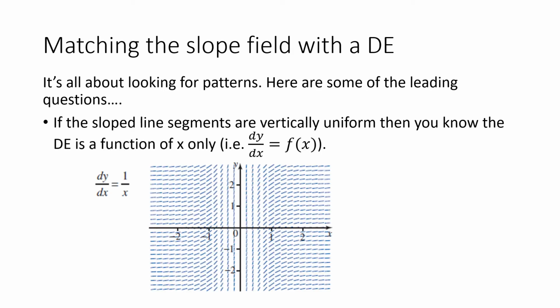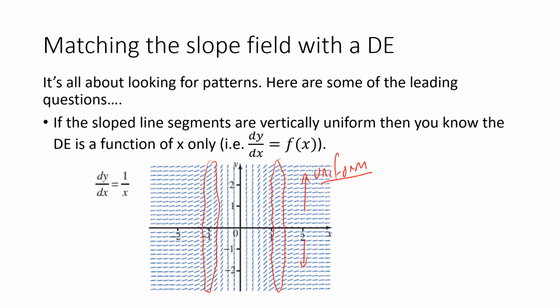So, if the slope field consists of line segments that are uniform in the vertical direction, as you can see in the example before you, let me just grab my pen. You can see they all have the same steepness uniformly in the vertical direction. Doesn't matter where I go for what value of x. If I look at various values of y, you know that it's unchanging. It's uniform vertically. So what does that mean?